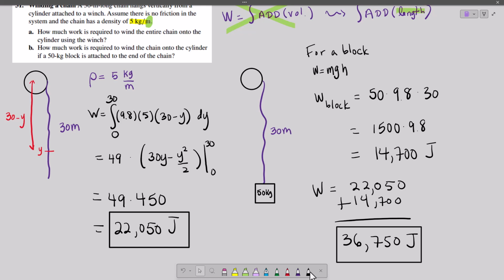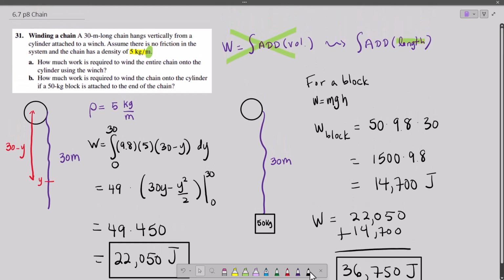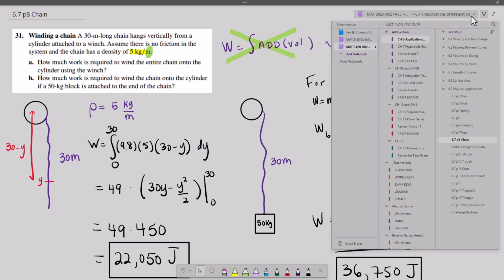So the interesting thing about the chain and the rope is that it's a lot simpler than the vessels, the tanks, because you just have a dy instead of a cross-sectional area multiplied by dy. But sometimes the simplest cases can be just a little harder to conceptualize. So when you see that length, we literally are just thinking of the thickness of this segment of rope, which is a vertical thickness, which is a dy.